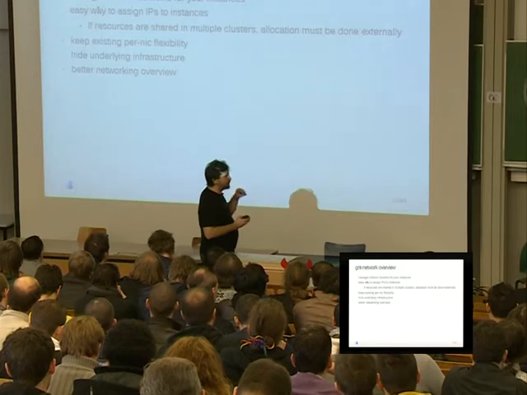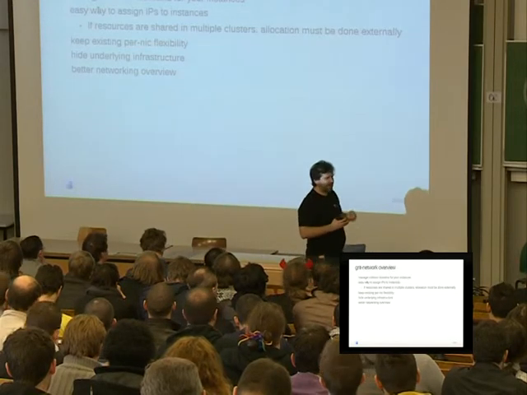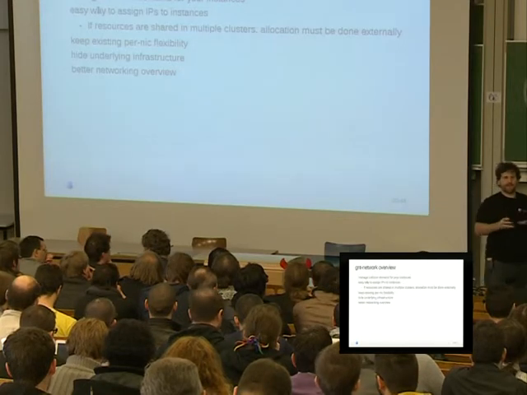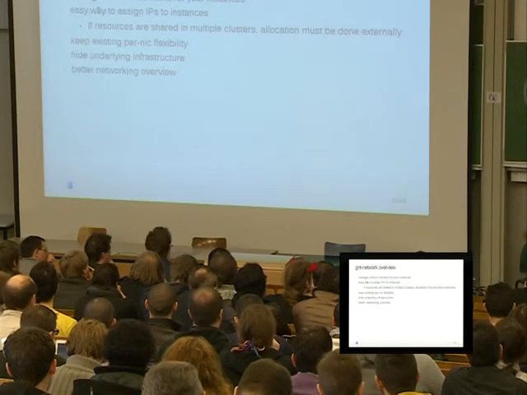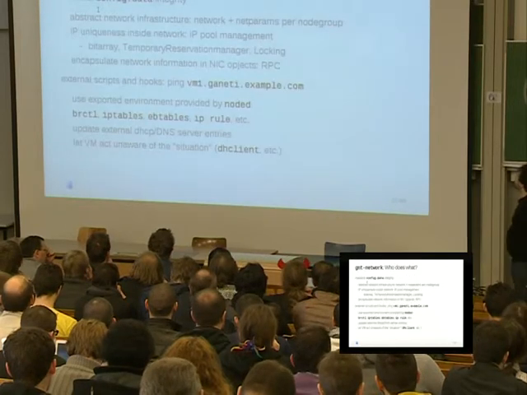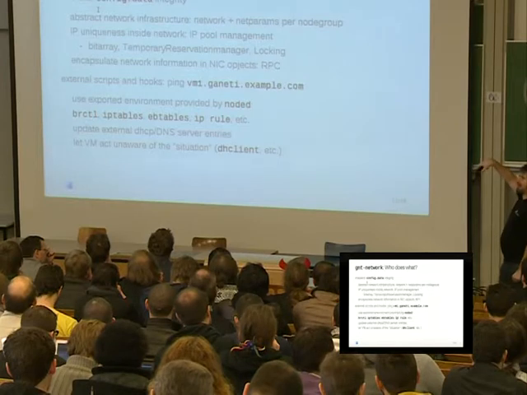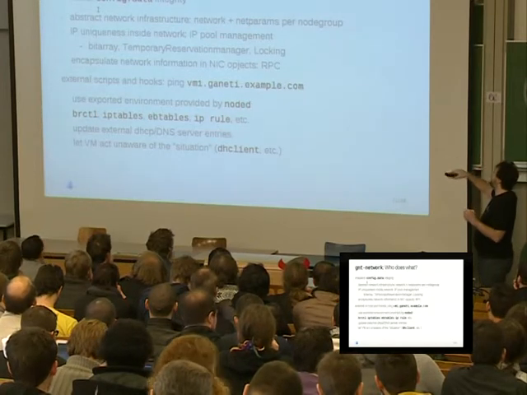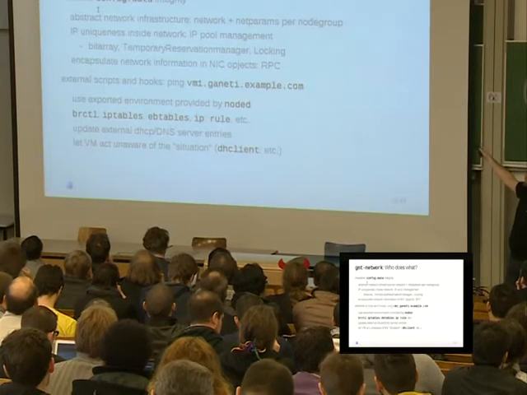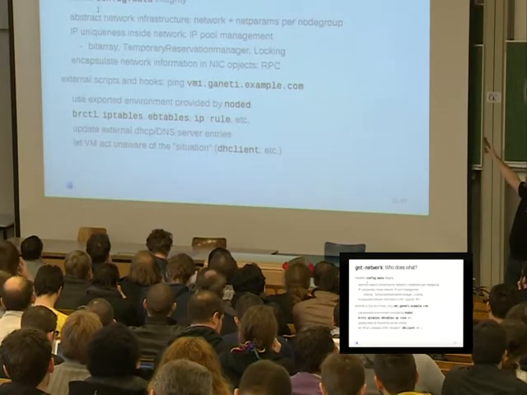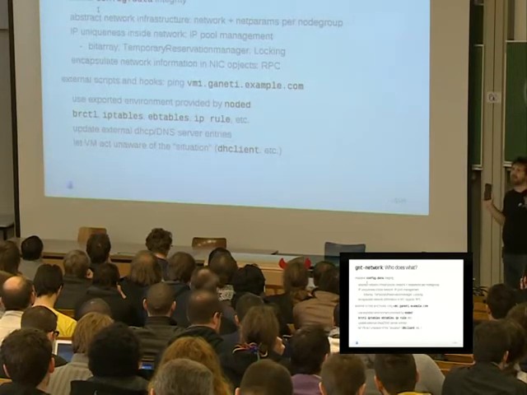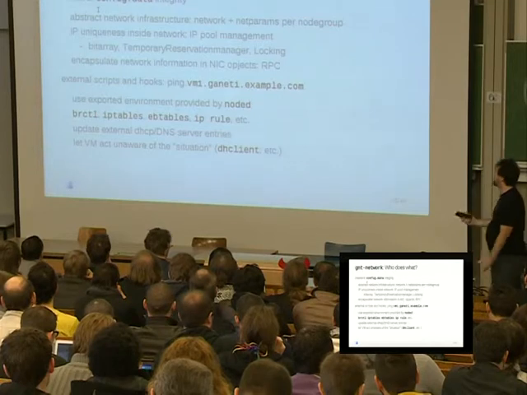So the existing per-NIC flexibility is there. You can still configure your NIC manually, but if you don't want to, this helps you hide what's underneath and abstract it a bit more. So GNT network is just a tool on top of config data, right? It just basically has this IP pool structure, and for the rest it just keeps your NIC parameters collapsed per network name, but it's just a layer of indirection.